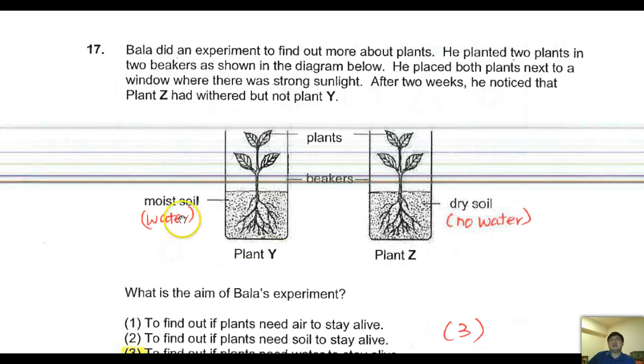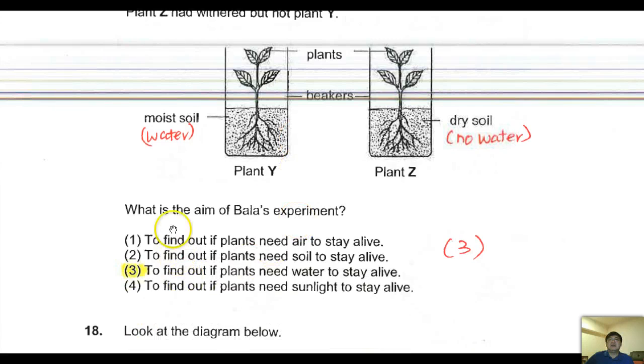Plant Y has water, plant Z has no water, and obviously the rest of the things given are the same location, same condition, equal amount of sunlight, and so on. So this one will wither and die, and this is still alive. Okay, so it is to find out if plants need water to stay alive. Right, this is the answer.